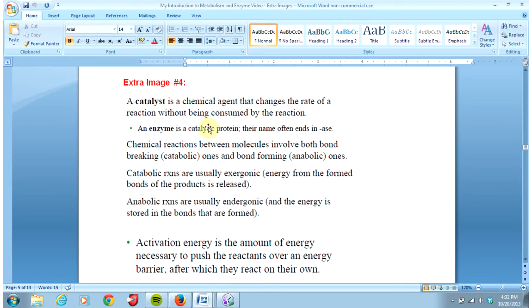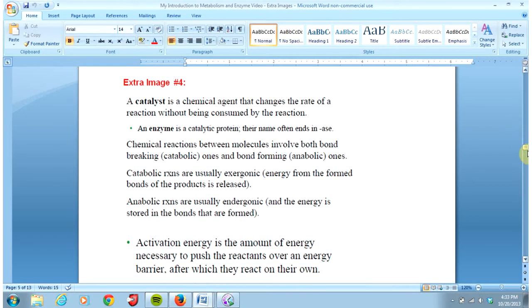An enzyme is a catalytic protein, so it's a specific type of catalyst that's a protein molecule. Usually an enzyme can be identified because its name ends in -ase. So an example might be amylase, salivary amylase, which is the enzyme found in saliva that breaks down starch.